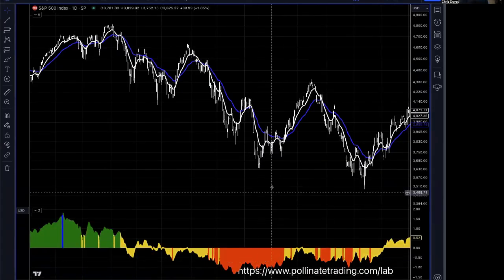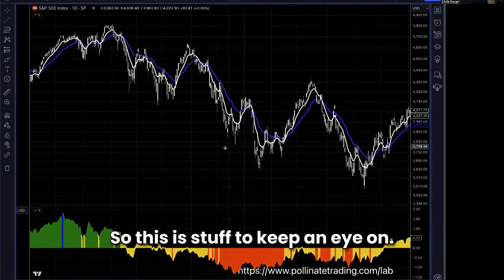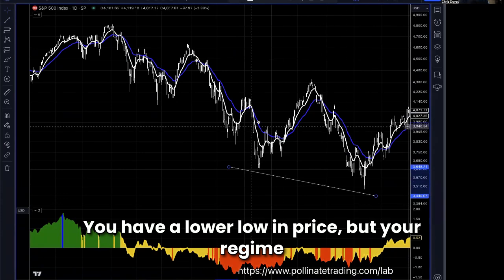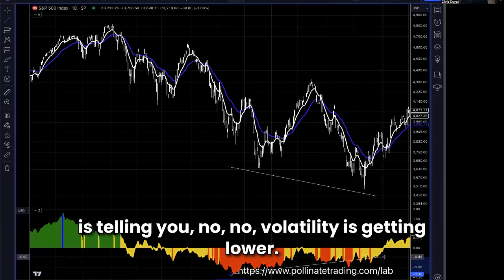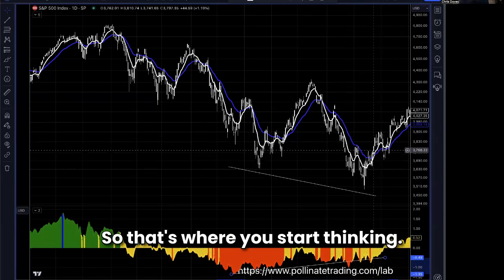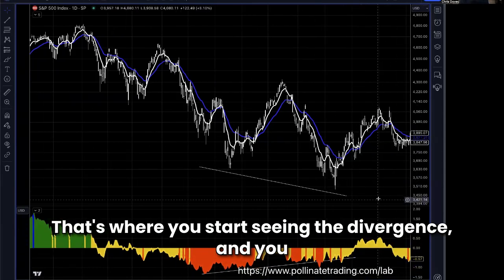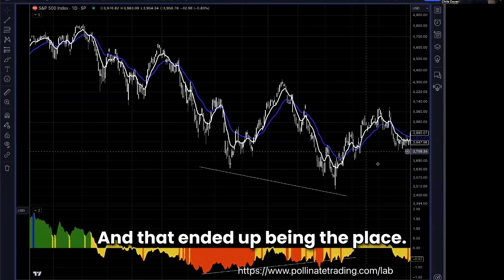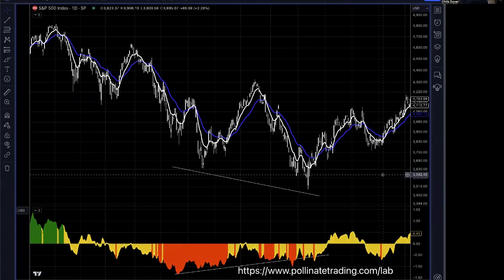And now you have lower lows. So this is stuff to kind of keep an eye on. You have a lower low in price, but your regime is telling you, no, volatility is getting lower. Price is rising more often than not. But price went down. So that's where you start seeing the divergence, and you go try to find other cases like that. And that ended up being the place.